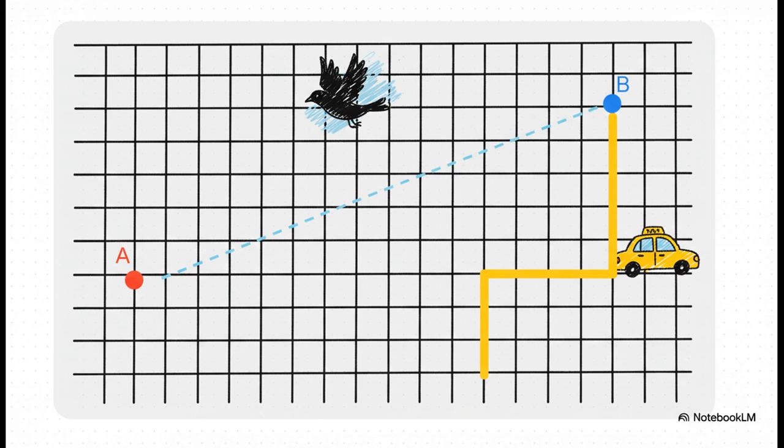On the other hand, you have Manhattan distance. Think of it like you're in a city grid. You can't just fly through buildings, you have to go block by block. Which one you choose really just depends on what your data actually represents.